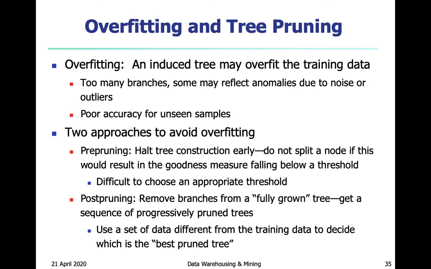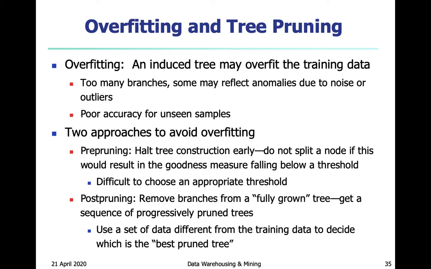We will discuss overfitting and tree pruning. Overfitting is a significant practical difficulty for decision tree models. It happens when the learning algorithm continues to develop hypotheses that reduce training set error at the cost of an increased test set error. Too many branches reflect some anomalies due to noise.